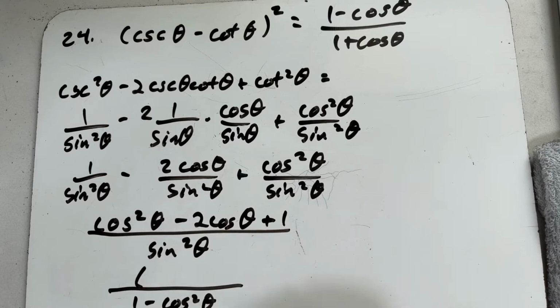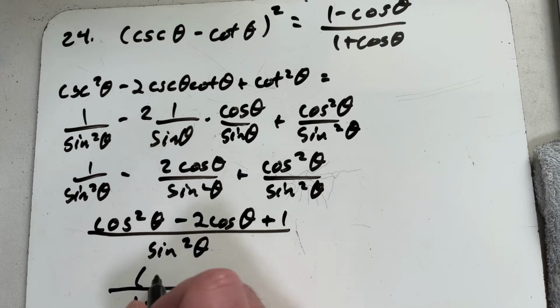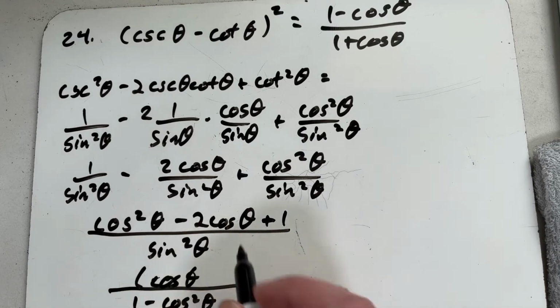Or is it 1, no? 1 minus 2. Oh, it doesn't matter, okay. Cosine of theta minus 1 squared.